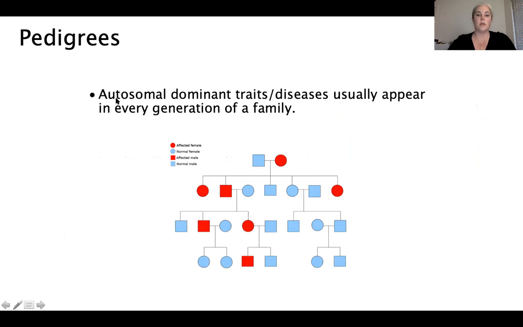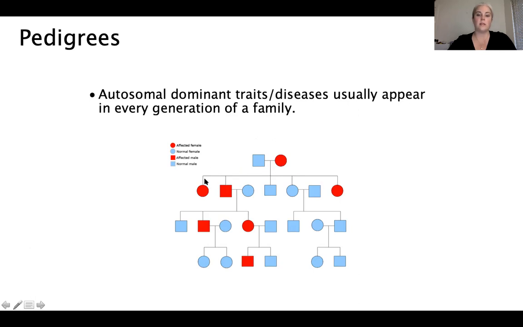So this is going to be any disorder or trait, it could just be a trait, that's located on chromosomes 1 through 22. Your 23rd pair is either your XX or your XY, and those are your sex chromosomes. So autosomal is referring to anything except those. So this would not be for an X-linked trait. Autosomal dominant traits, you're going to see it pretty typically.